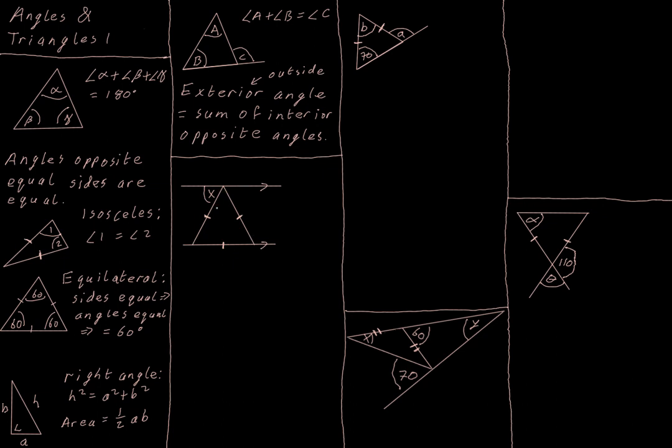Well, in an equilateral triangle, I know that all three angles must be 60 degrees because all the angles have to be equal and they have to add up to 180 degrees. Well, from there, I can immediately say that x must be 60 degrees because this is an alternate angle. I have parallel lines and a straight line crossing my parallel lines. So the angles that alternate on the sides of my line are equal.